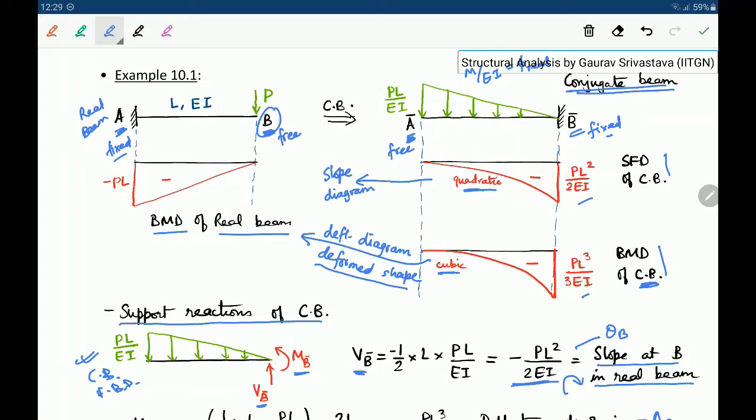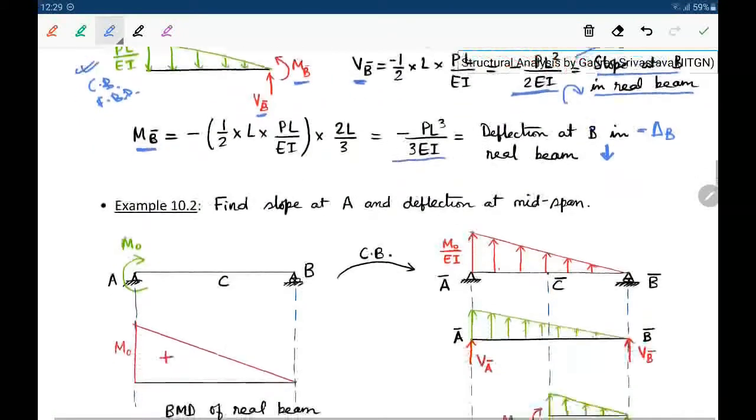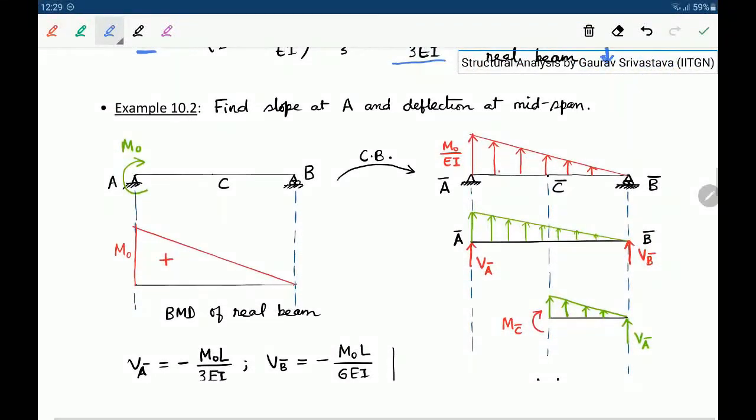So like this, you see that it becomes quite straightforward. All we need to do now is to calculate forces and bending moments at different points on the conjugate beam, and that will directly give us the slope and deflection of different points on the real beam. Let's look at one more example.